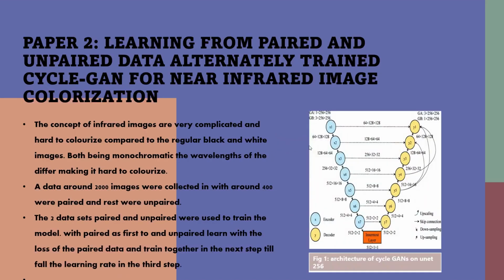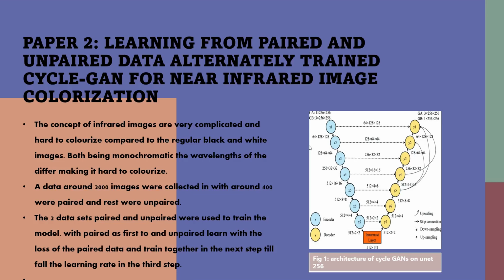Coming to paper two, the data which was taken is near infrared images. Compared to other images, these have very complex wavelengths, which made them hard to colorize. Around 2000 images were taken, in which 400 of them were paired and the rest of them were unpaired.